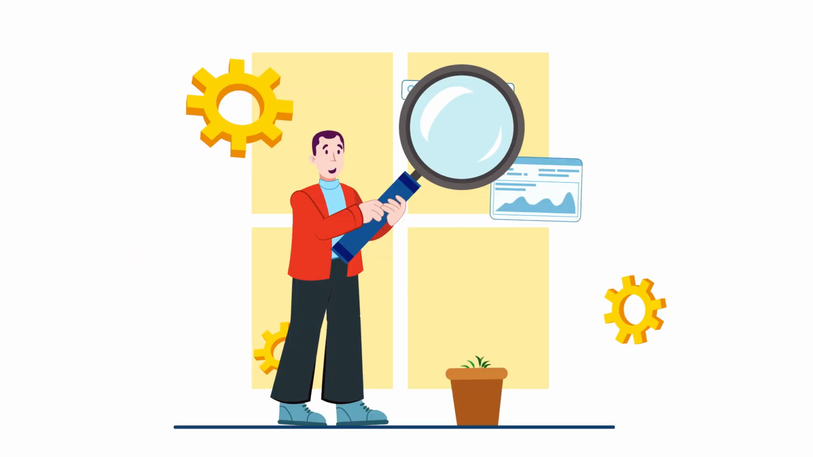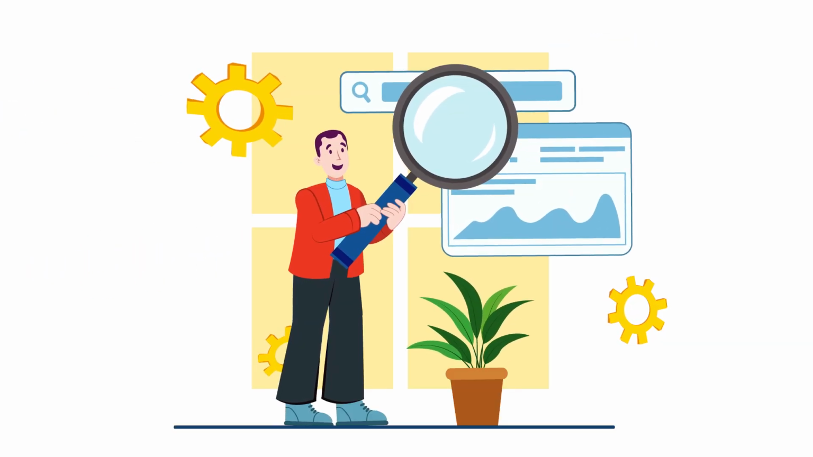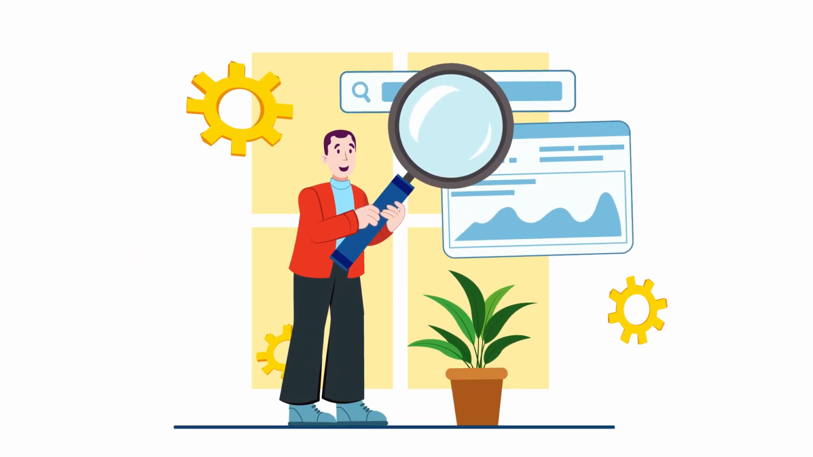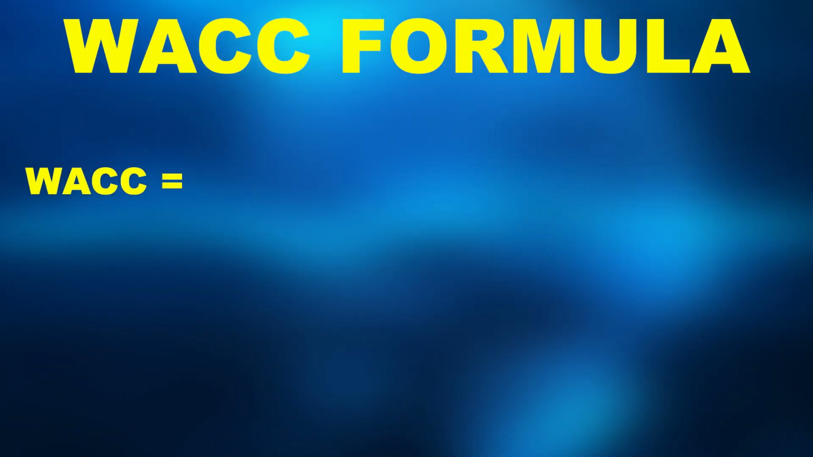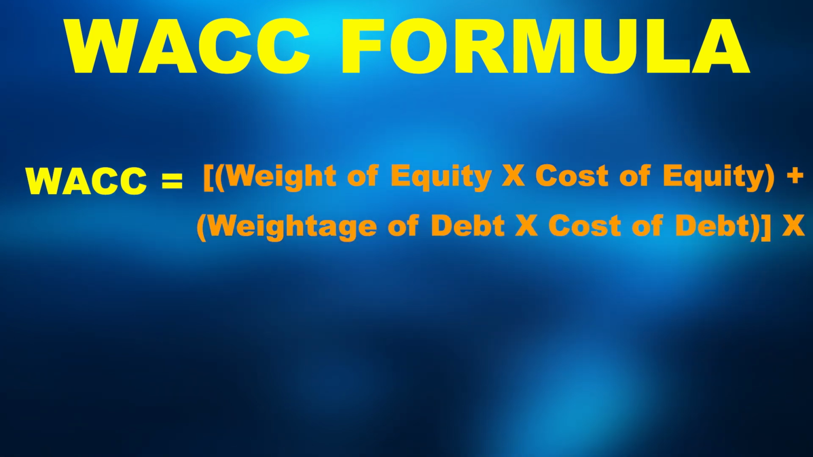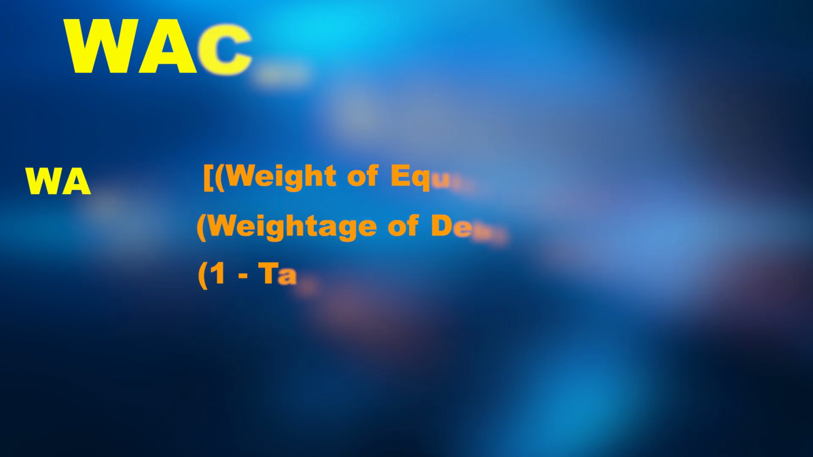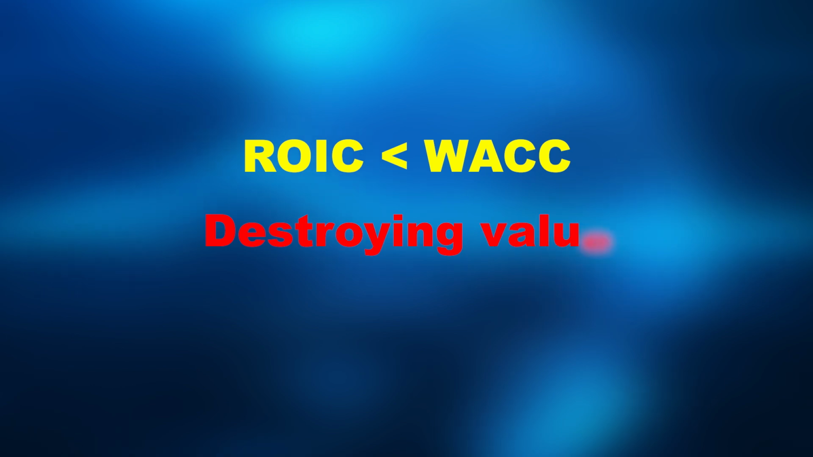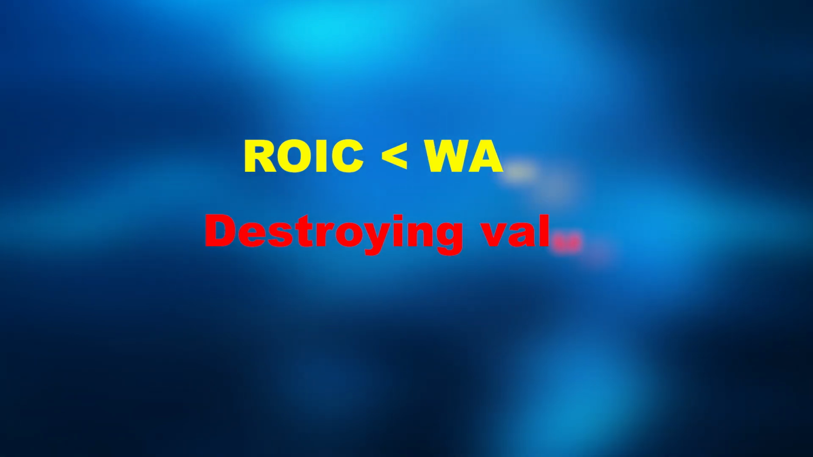This metric is crucial because it helps investors and analysts understand whether a company is creating value or destroying it. A company is considered to be creating value if its ROIC is greater than its cost of capital, which is often referred to as the weighted average cost of capital, WACC. If the ROIC is lower than the WACC, it means the company is destroying value, as it's not generating enough returns to justify the capital investment.